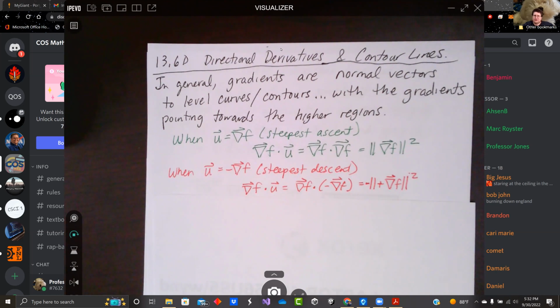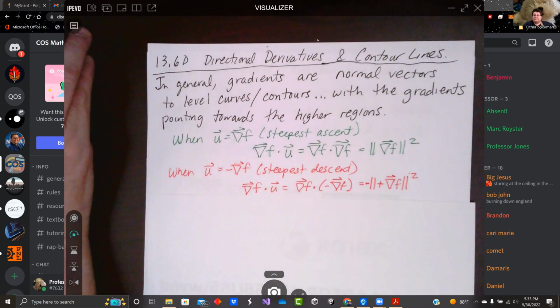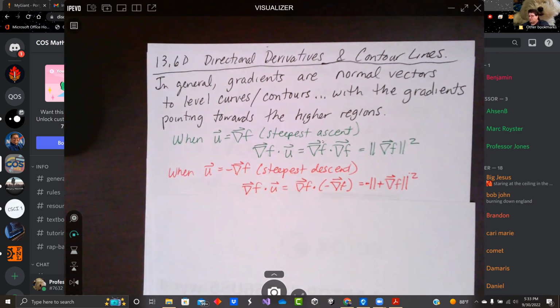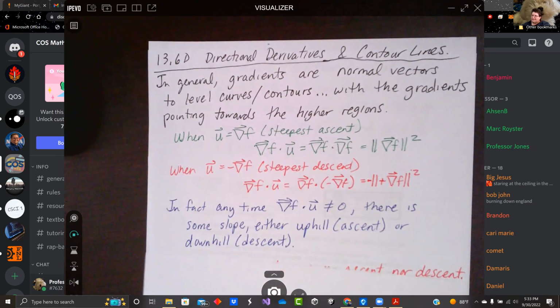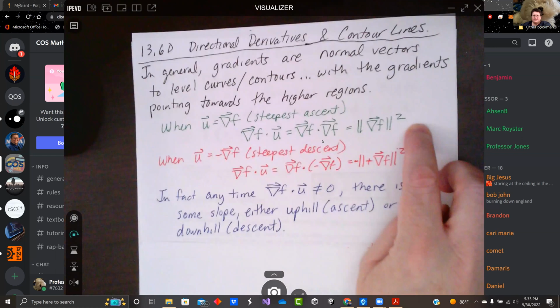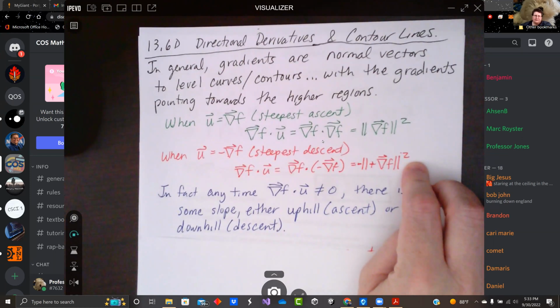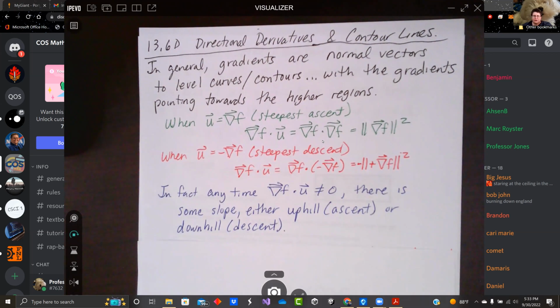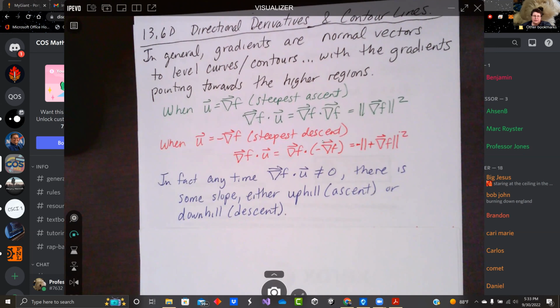When u is in the direction of the gradient of the function, that's our steepest ascent, and the slope is the magnitude of the gradient of f, from the gradient of f dotted with u for our directional derivative. When u is the opposite of the gradient of f, it's the steepest descent, and the slope is the negative of the magnitude. So what else is going on here? In fact, anytime the gradient of f dotted with u is not zero, there's some slope. We either have some uphill ascent, or we're going downhill.